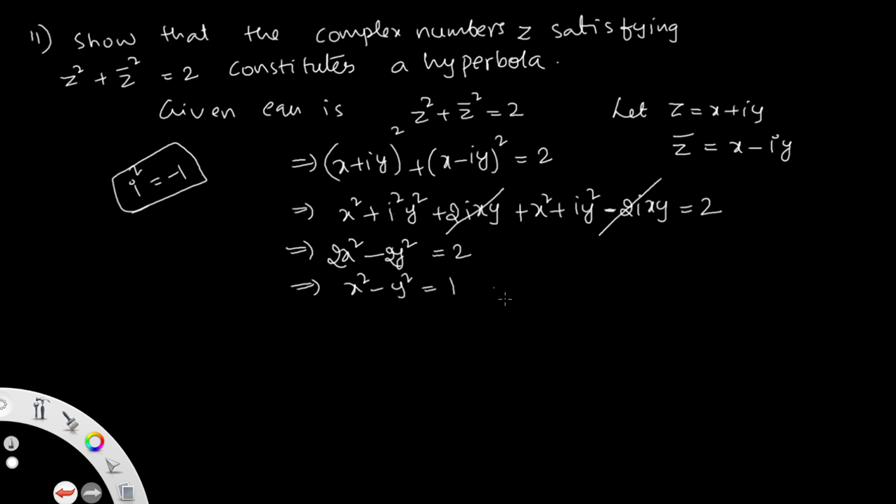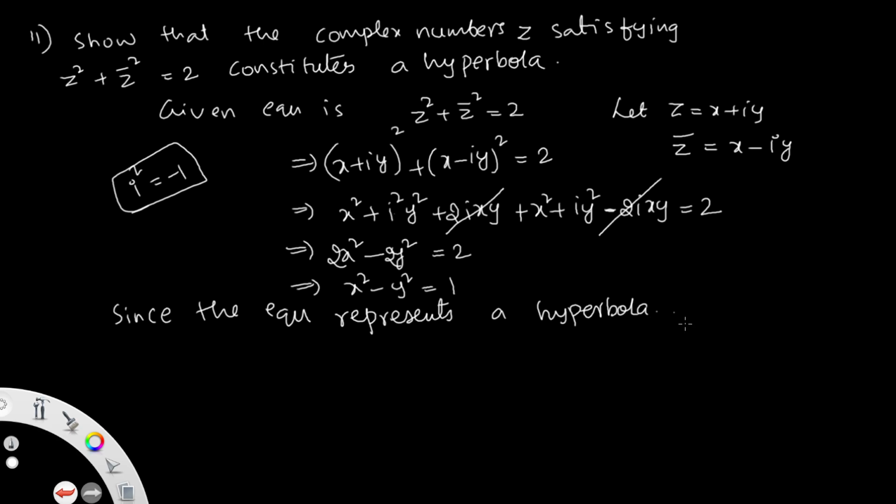This equation represents a hyperbola. Why? Because it is in the standard form of a hyperbola, that is x square minus y square equal to a square. Here x square minus y square is equal to 1. So this equation represents a hyperbola.